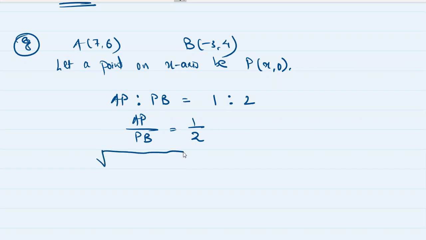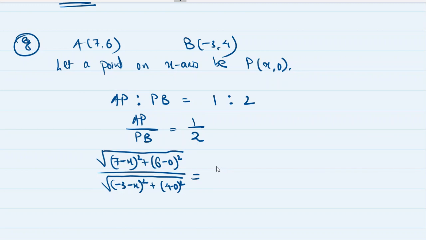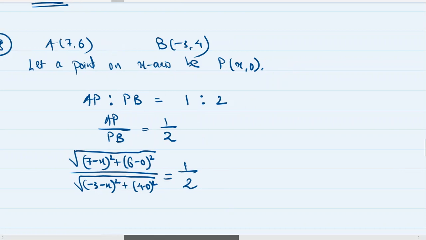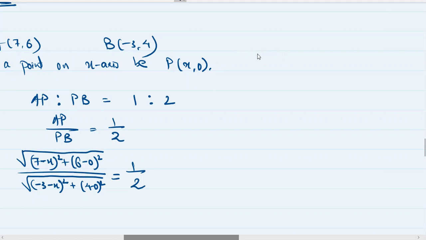What is AP? Under root of 7 minus x the whole square plus 6 minus 0 the whole square, the whole upon under root of PB or BP. So we'll write minus 3 minus x the whole square plus 4 minus 0 the whole square. This is AP upon PB is equal to 1/2. Before I do anything, I just want to get rid of these roots. So I will write squaring both the sides.